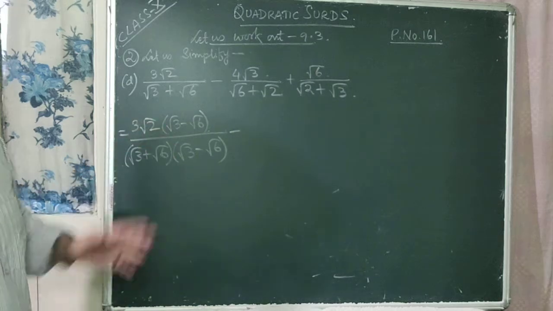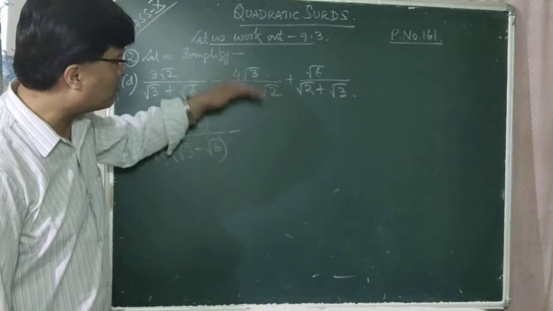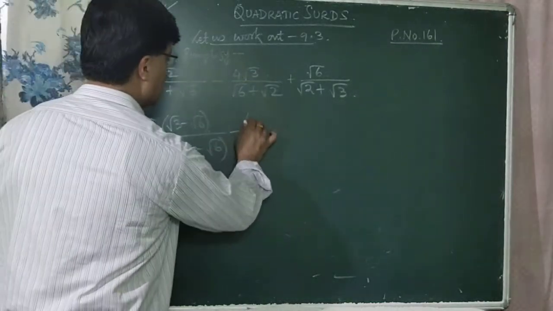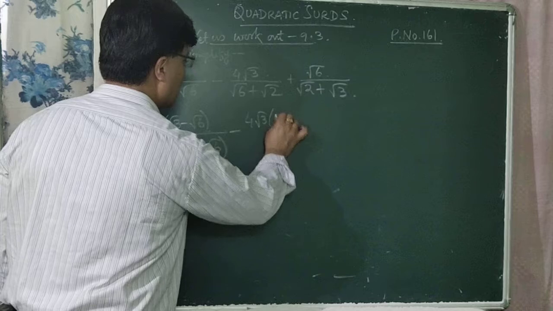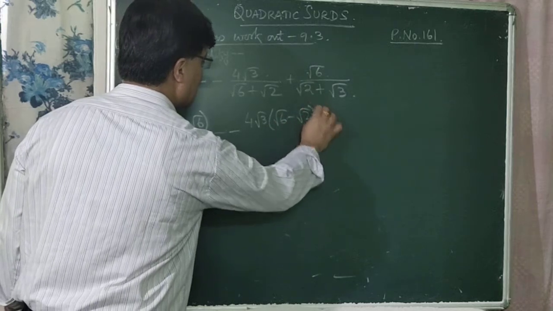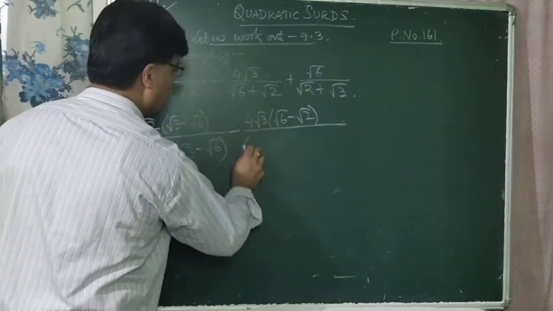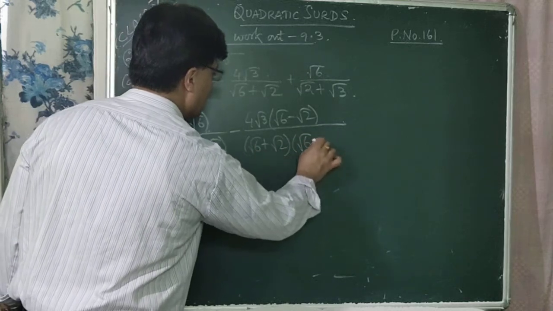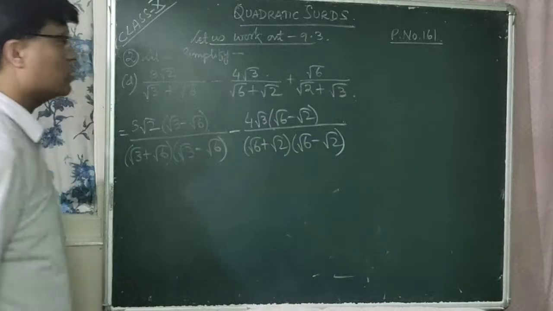Similarly, for the second term also, which is the rationalizing factor here? It is root 6 minus root 2. That means you have to multiply both numerator and denominator by root 6 minus root 2. That is 4 root 3 within bracket root 6 minus root 2 divided by root 6 plus root 2 into root 6 minus root 2. So this is your second term.